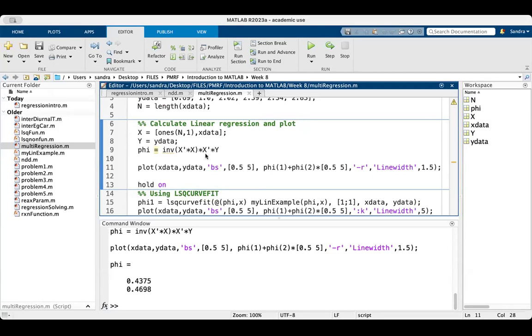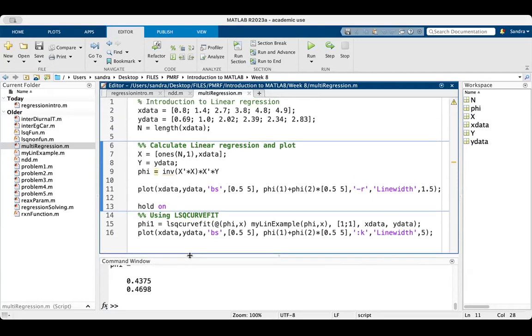Okay. Yeah. So this is how you do it. Phi, right now, since I've already used phi before, I'm just using this variable to be phi1. I'm using the keyword lsqcurvefit. Okay, this is an anonymous function. So here I'm telling it phi is the variable I need to solve for. X is the data. Now, this is my function name, mylinexample. It takes in phi and X data as the input.